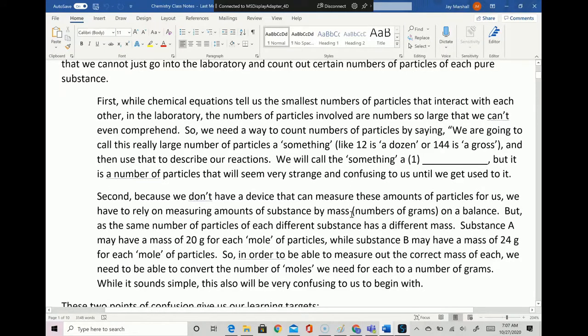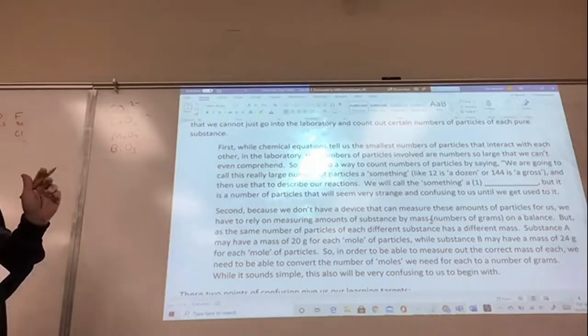So the first thing that's confusing is while chemical equations tell us the smallest number of particles that interact with each other in the laboratory, the actual number of particles is so huge that we can't really comprehend it. We're talking about 10 to the 23rd particles in average chemical reactions. That's sextillion, hundreds of sextillions of particles that are interacting. And that's very difficult for us to comprehend. We don't have the brain power to envision that many particles interacting all at the same time.